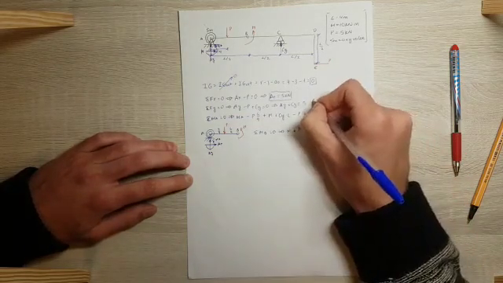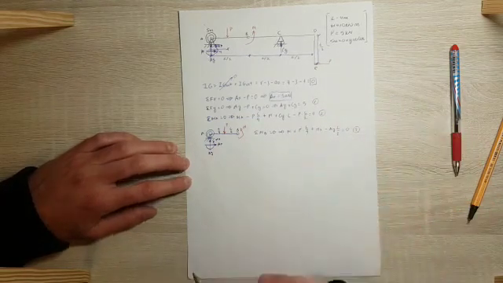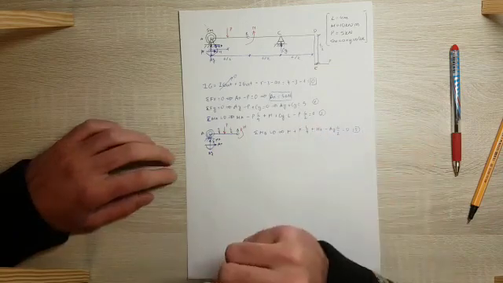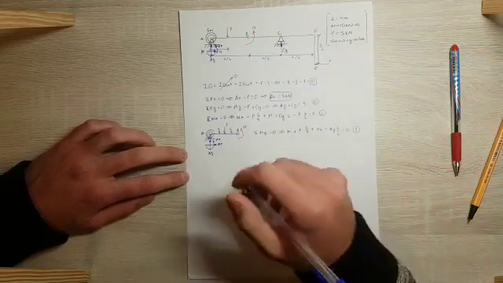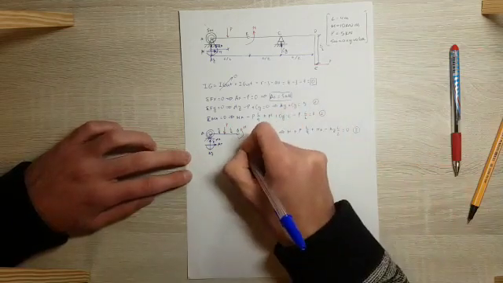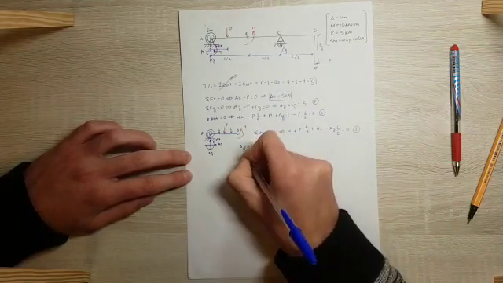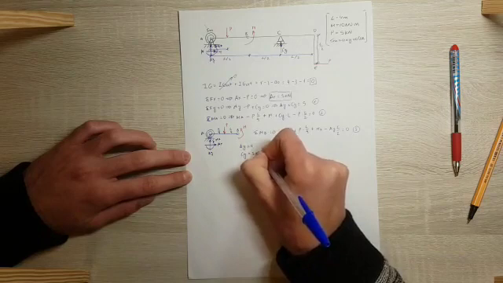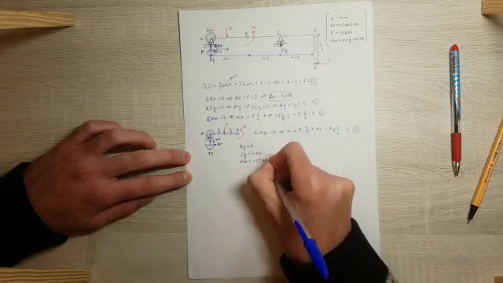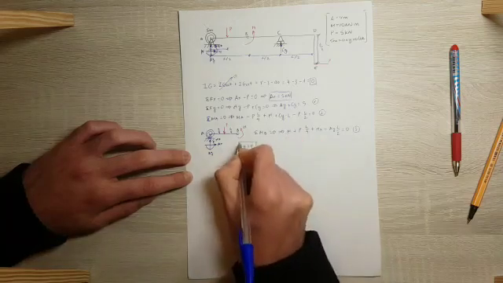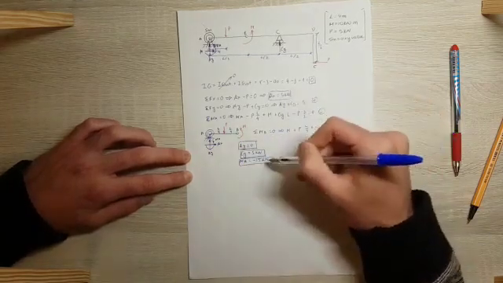So we have now 3 equations with 3 unknowns, and we can solve the system, substituting the values of L, M and P. So I have solved the system, and the reactions are AY 0, CY 5 kilonewtons, and MA minus 15 kilonewton meters. And we have the 4 reactions of the system.